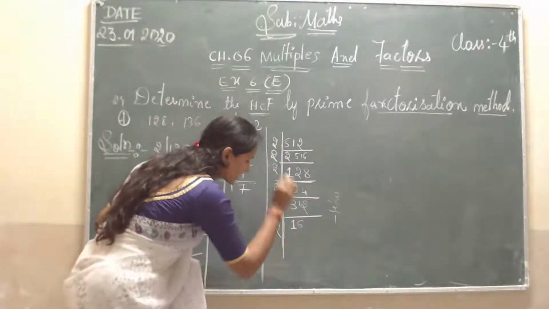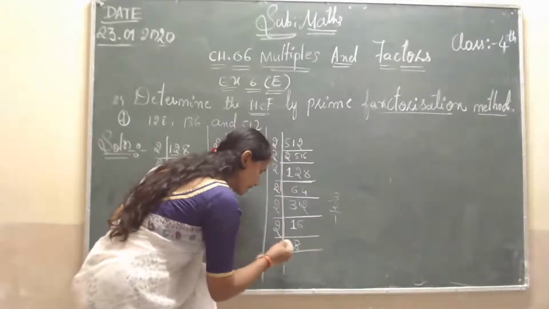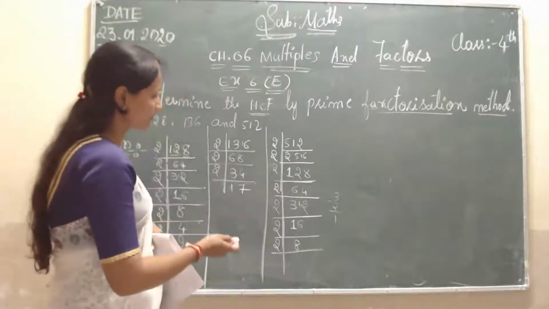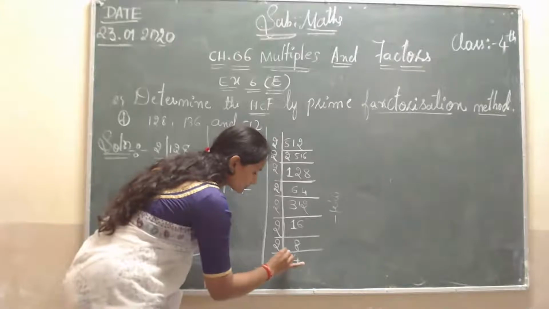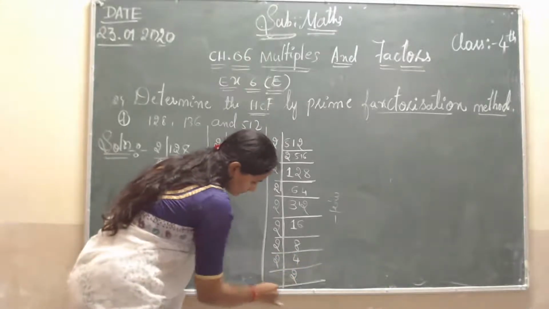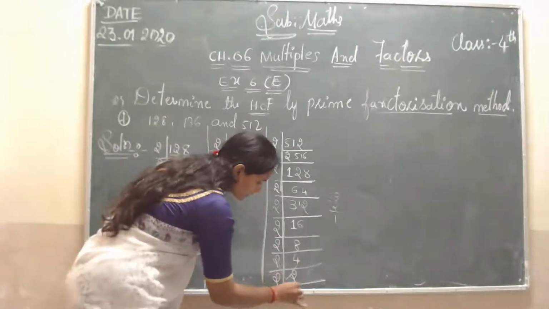So now take the next step. 2 eights are 16. Again you divide, and the remainder will be 0 in the next steps. In the same procedure, 2 fours are 8. Next, 2 twos are 4. Okay, next, 2 ones are 2.